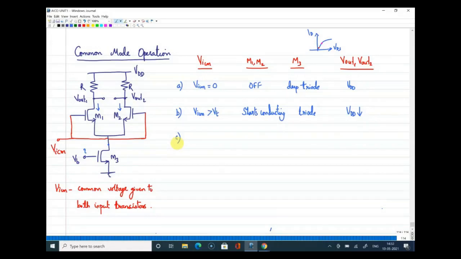So VICM started with 0, it has come to VT. At VT, it will start conducting, and if you increase slightly, the current will start flowing and your output will reduce. But still we cannot assure that the transistors will be in saturation. In order to assure the transistors are in saturation, what condition should I say, or what should be the minimum common mode input voltage? Any idea? Can I get some response in the chat box?